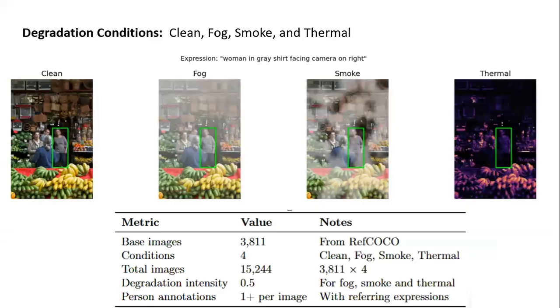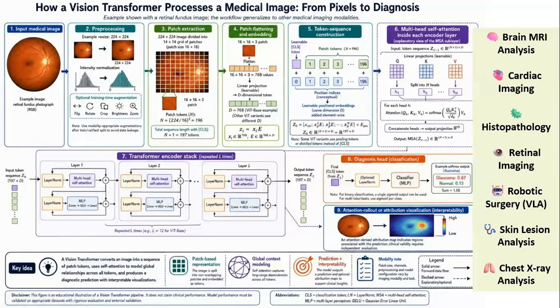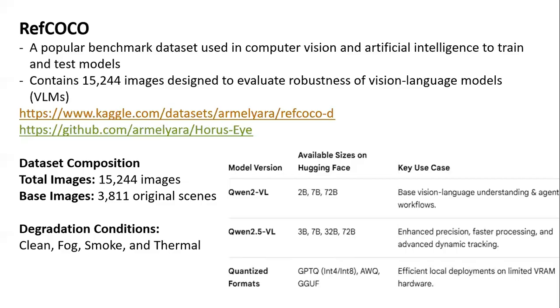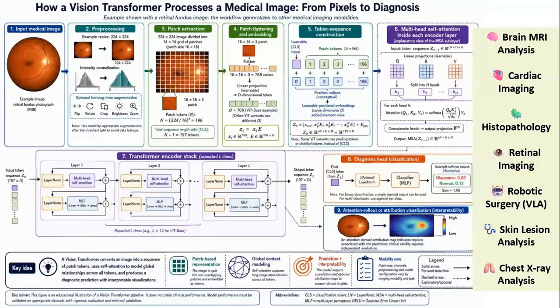Now, so these are certain things about that project. The metrics are base images, certain conditions. Four kinds of conditions are tested: clean condition, foggy condition, smoke, thermal, etc. Total images 15,000, and there are some more parameters which you can see. Not only for tower inspection, not only for CCTV, not only just for these kinds of emergency conditions, but this can also be used for medical image analysis. About vision transformer I'm talking. Vision transformer can also process medical images from picture to diagnosis.